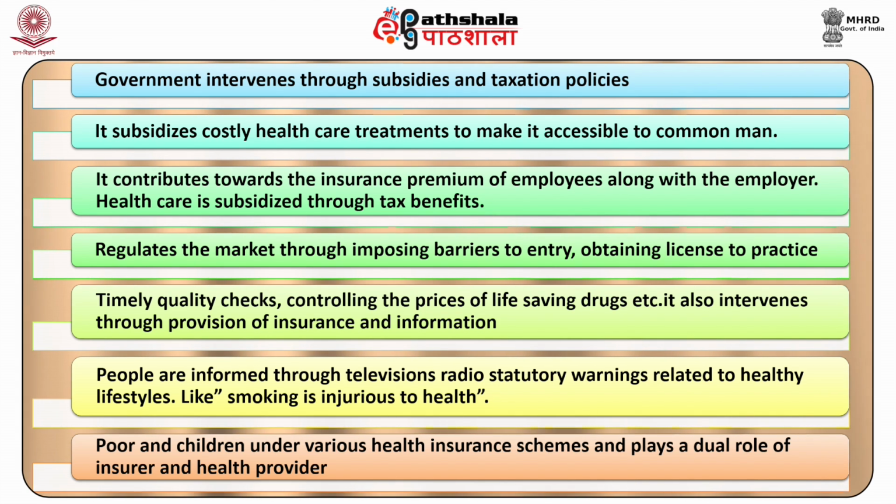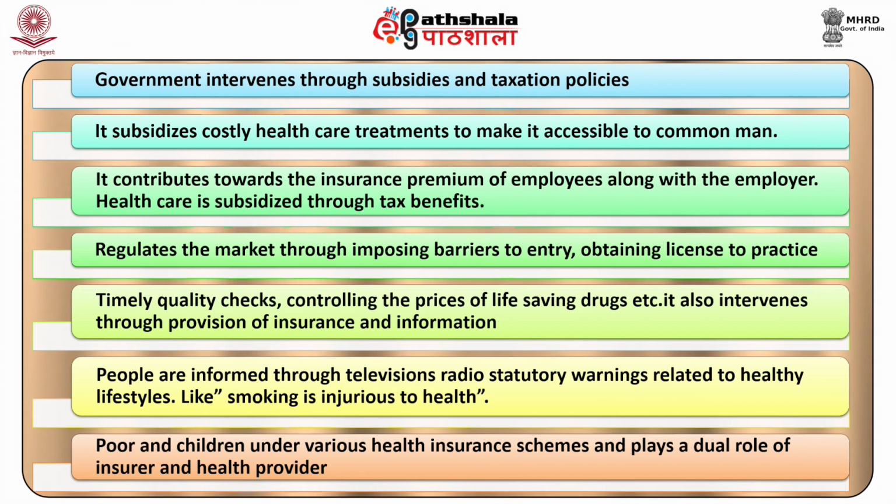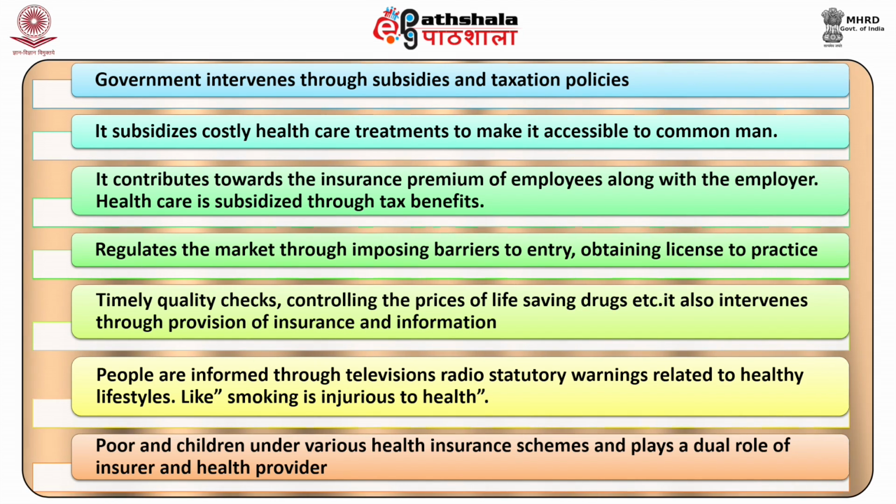Secondly, government regulates the market through imposing barriers to entry, obtaining licenses to practice, timely quality checks, controlling the price of life-saving drugs, etc. It also intervenes through provision of insurance and information. People are informed through television, radio, and statutory warnings related to healthy lifestyles, like smoking is injurious to health. It also covers the poor and children under various health insurance schemes and plays a dual role of insurer and health provider.